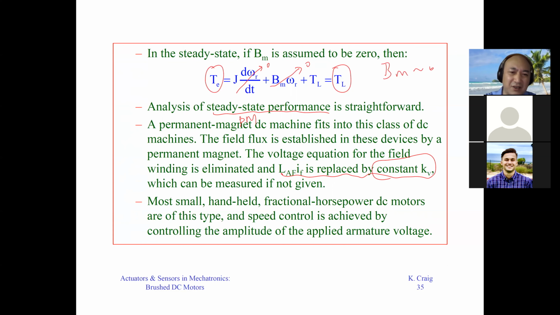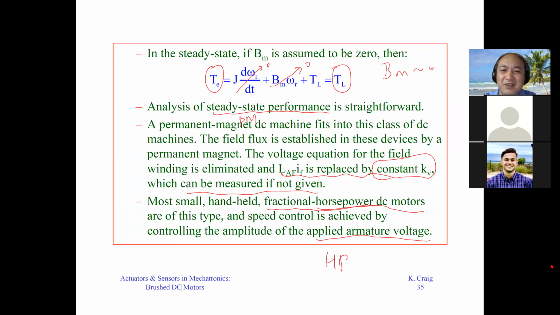So you can measure the KV, but it's usually given in the spec sheet, okay? Most of the small handheld motors, those not more than 1 horsepower, are called fractional horsepower DC motors. We have one in our Meta lab. We have this one here. The way to do speed control is by controlling the amplitude of the applied armature voltage, for those small fractional horsepower motors.